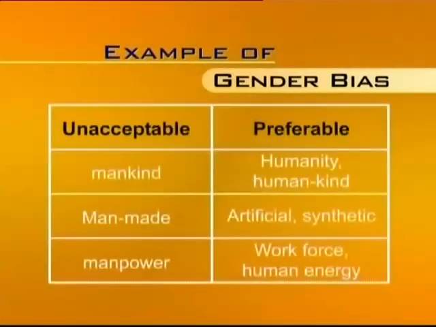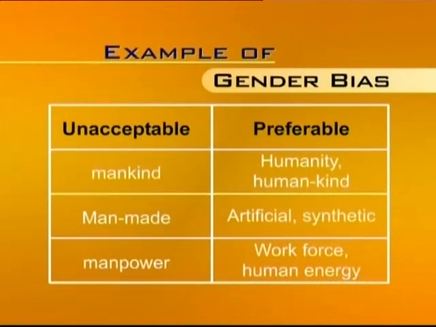Let's have a look at some examples of gender bias. For example, if you say mankind, you are using the word only to include men and excluding women. So it might be preferable to say humanity or humankind. Humanity is more commonly used. Similarly, by saying man-made, you are again not including women in that. So it would be better to say artificial or synthetic. Similarly, manpower, it would be better to substitute that by words like workforce or human energy. अब ये देखिए इन सारे अल्फाज में ये जेंडर बायस है क्योंकि इन सब में ख़वातीन को एक्सक्लूड किया गया है टर्मिनोलॉजी से.